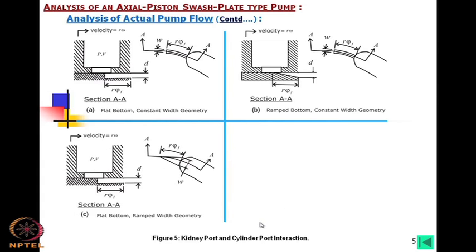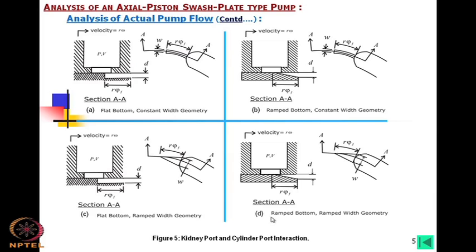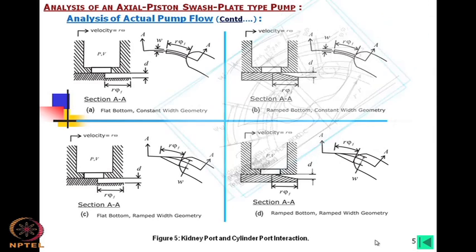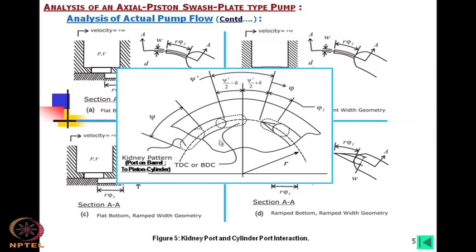But the most common is that ramped bottom, ramped width geometry. That means this is inclined as well as this side is also increasing. I will show how to calculate the area, one of that I will take for an example, and I will show how the orifice area can be calculated. Now, you can see these are the four possible configurations provided for the silencing groove.